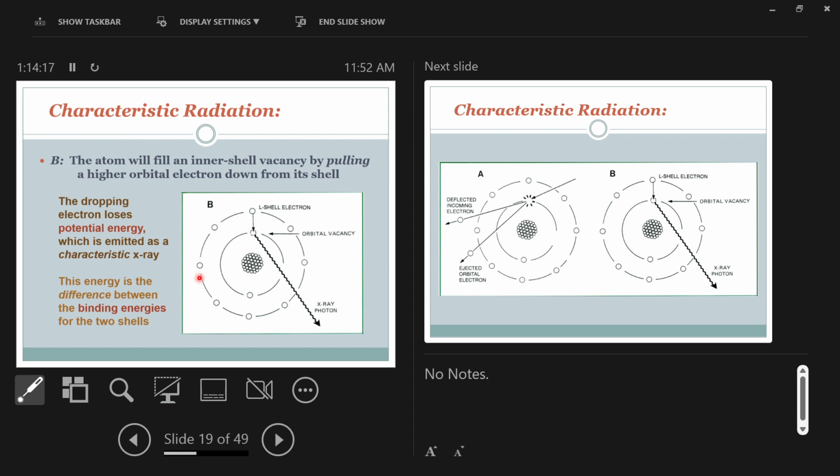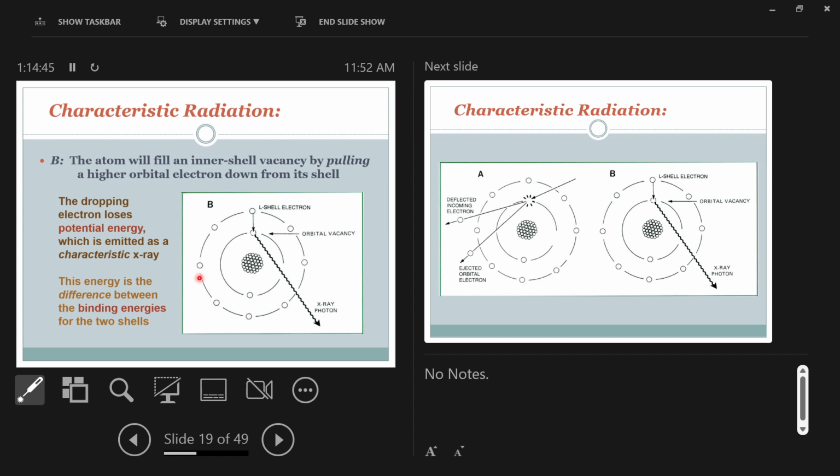When this electron falls to this position, this is a position of high energy. This is a lower energy position, okay? You have to account for the difference in energy from here to here. The electron will have lost energy when it's sitting in here. We know energy is not lost, energy is converted, okay? The amount of energy lost from moving from here to here is emitted as an X-ray photon.